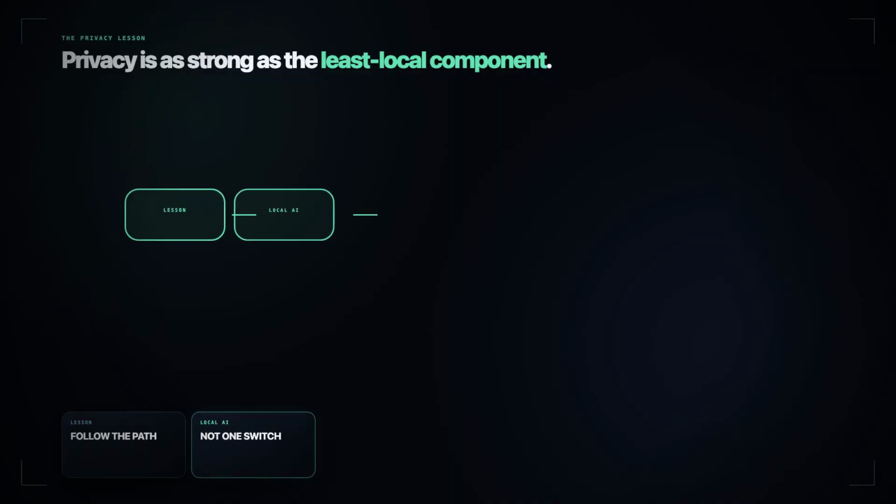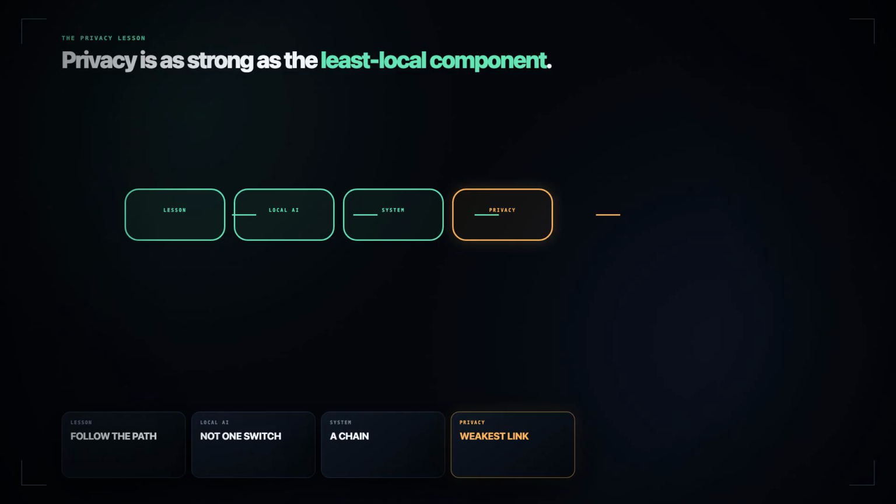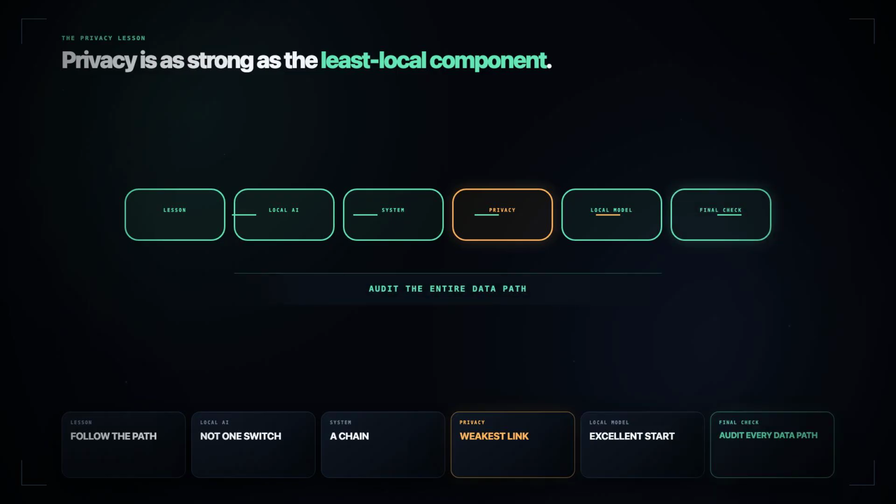Local AI is not a single switch. It is a chain of components, and your data is only as private as the least local component in that chain. Running the model on your computer is an excellent start. It can reduce cloud dependence and give you more control. But if you want real offline privacy, do not stop at the model. Audit the entire path your data takes.